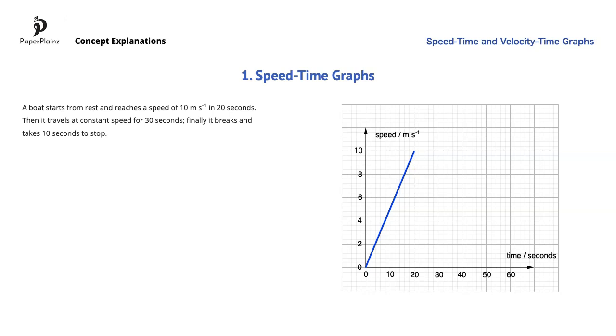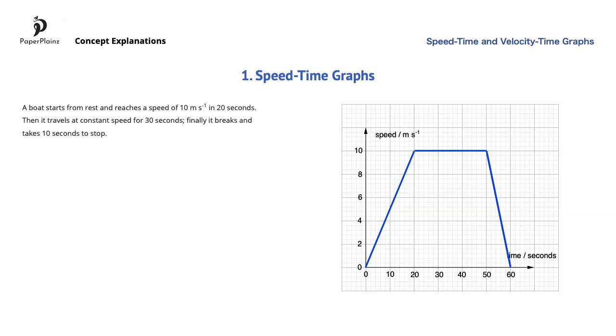Constant speed means that there is no change in speed, so for the next 30 seconds the graph is horizontal. Finally, the boat takes 10 seconds to slow down and stop, so in the next 10 seconds its speed drops back to 0. There are two key points to remember about speed time graphs.